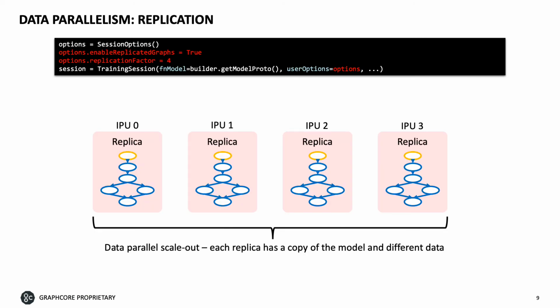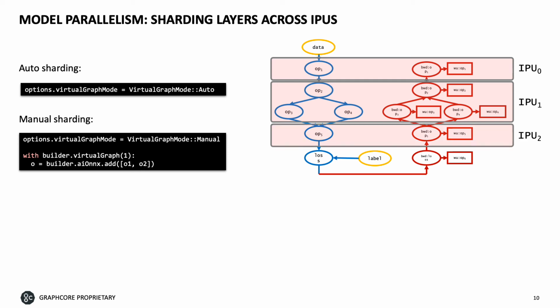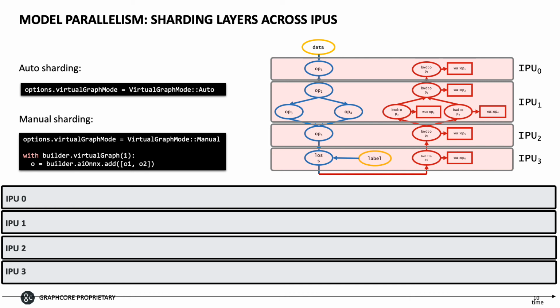Let me introduce some useful features in PopART. PopART supports data parallelism through replica technology. It copies the same model onto multiple IPUs. Each IPU receives different training data and uses REDUCE to update the weights globally. If a model is too large to fit in a single IPU, we can use sharding technology to split a model into multiple IPUs.